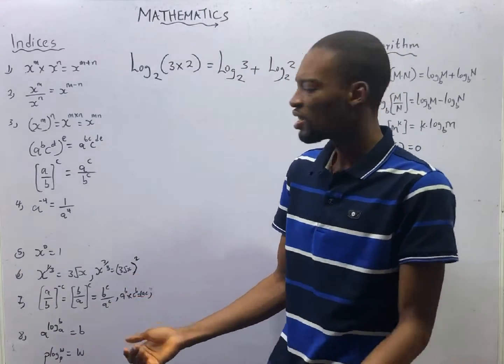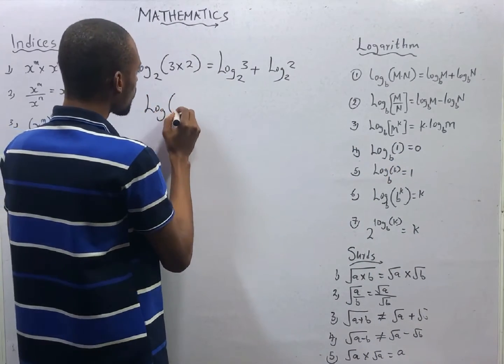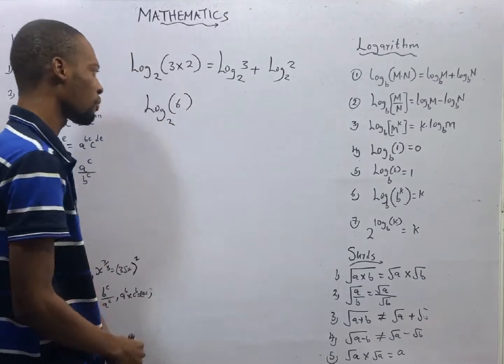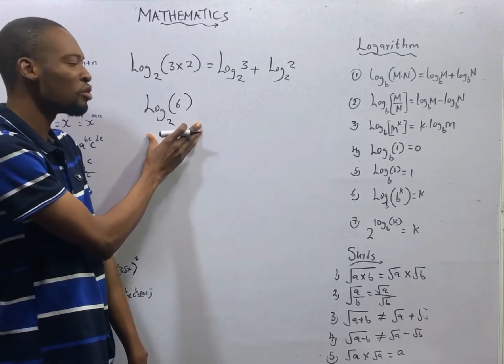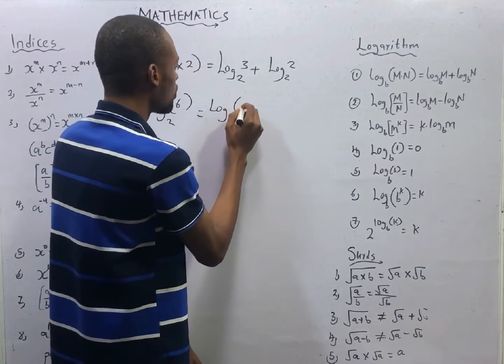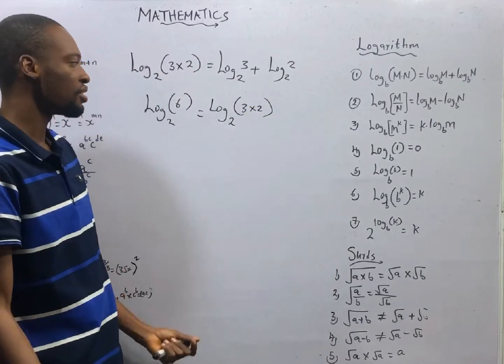Looking at this law, it simply means if I have log 6 to base 2, I can expand this to be log 3 times 2 to base 2, because 3 times 2 is 6.